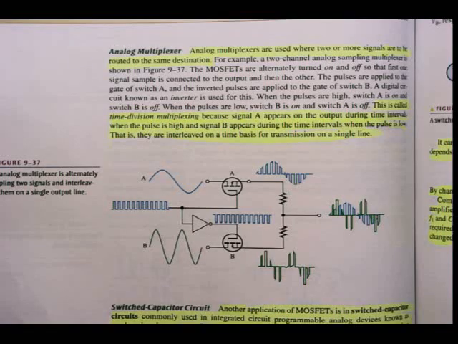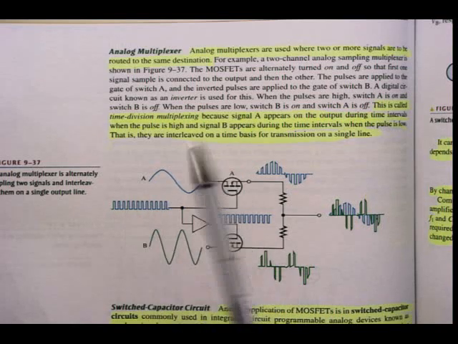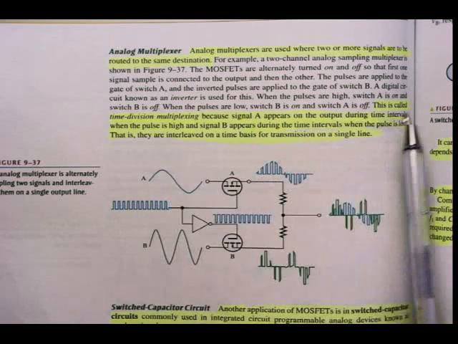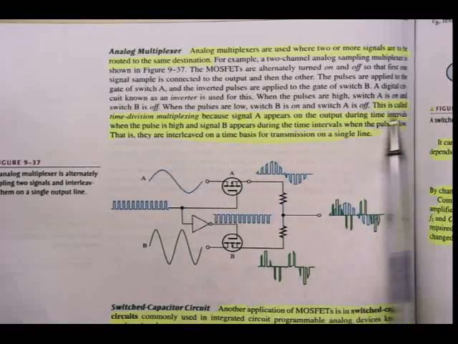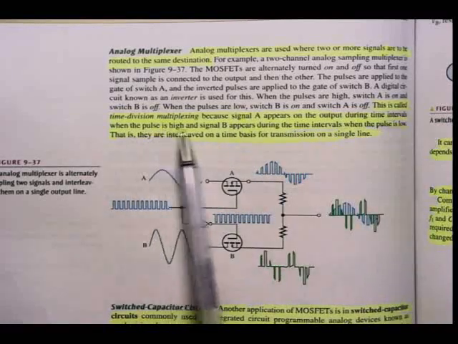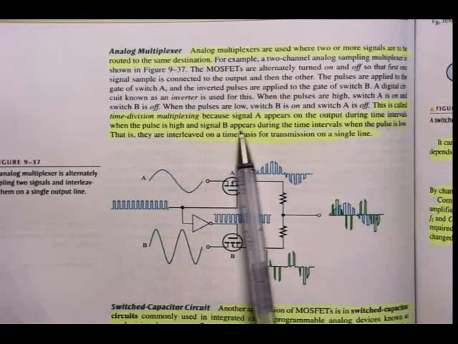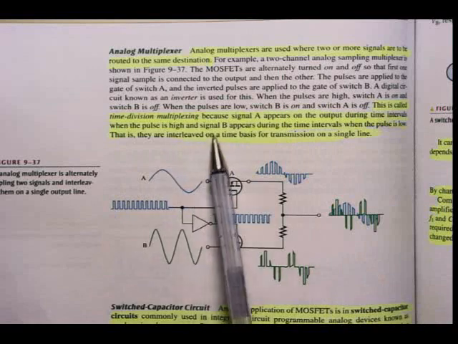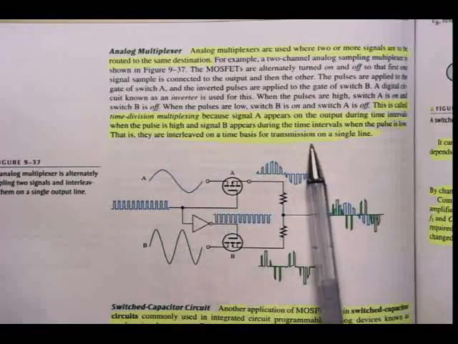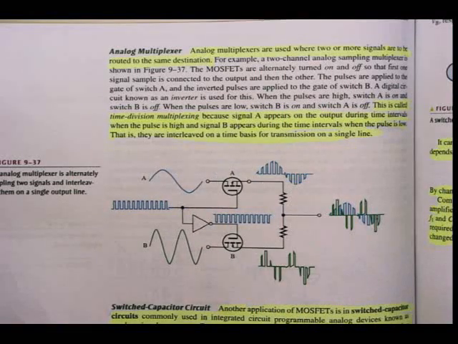Time division multiplexing, you can underline that paragraph as well, just above figure 937. Because signal A appears on the output during the time intervals when the pulse is high, and signal B appears during the time intervals when the pulse is low. That is, they are interleaved on a time basis for a transmission on a single line. Right, that's multiplexing.